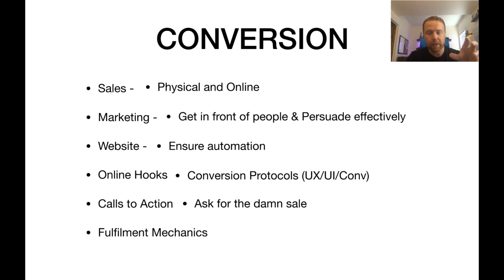If you're a business or a salesperson or a marketer, it is paramount that you ask for the sale. You can't leave anything up to chance in marketing and sales. You can't leave anything up to people maybe being confused about where to go next or how to interact with something. Ask for the sale.